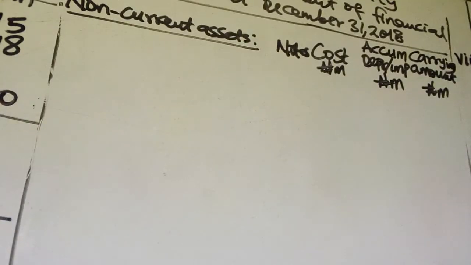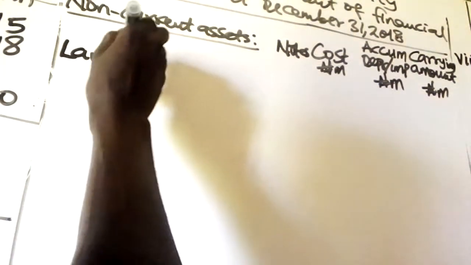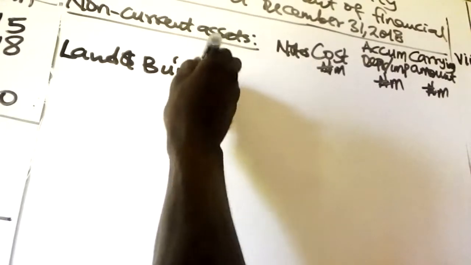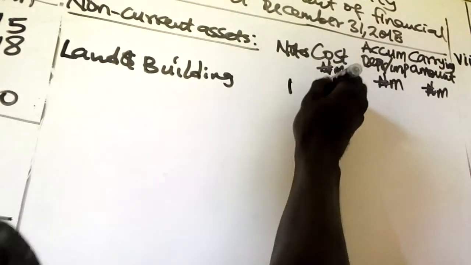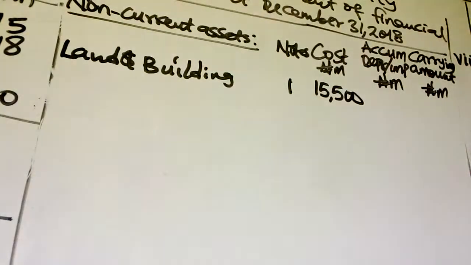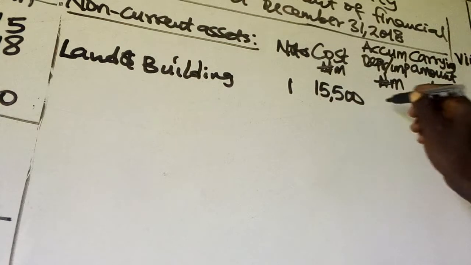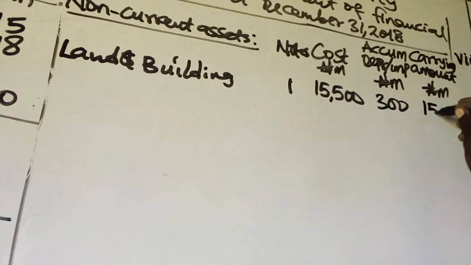So now we have land and building. The cost, that is note one, is 15,500. Depreciation and impairment is 300. The carrying amount is 15,200.